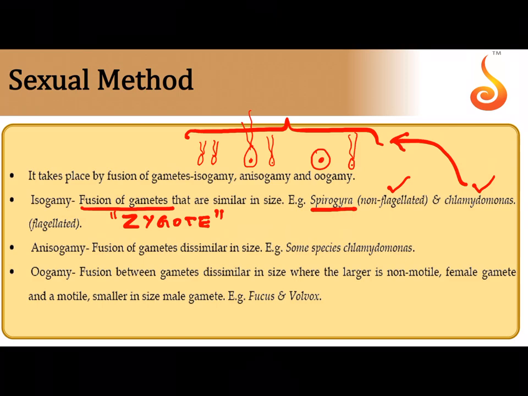Now anisogamy, like I told you, you can clearly distinguish between the male and the female gamete. Oogamy is seen in Fucus and Volvox. Volvox is a green algae and Fucus is a brown algae, and in this you can see that there is a large non-motile ovum or egg and a motile male gamete.